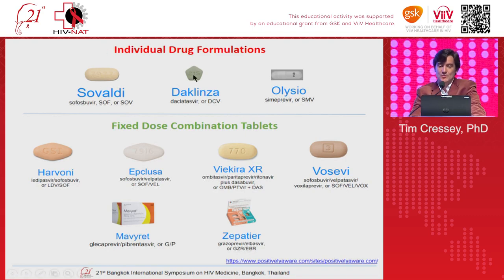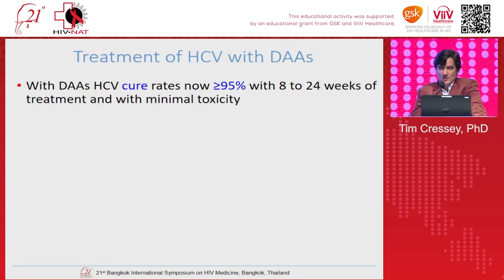You have these individual formulations, which can obviously be combined, but now they want to give fixed dose combinations of these treatments, and there are now 1, 2, 3, 4, 5, 7 fixed dose combinations, which are very useful for treatment of hepatitis C. So what are the treatments that we give?